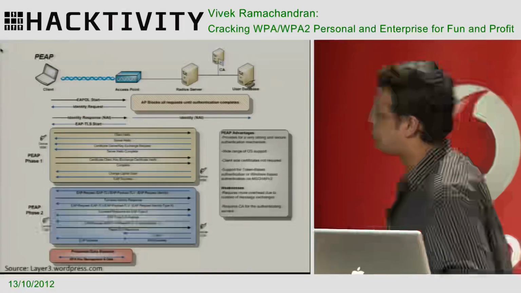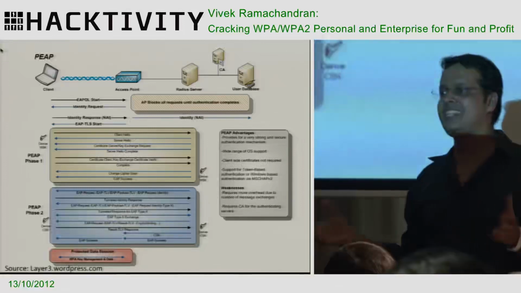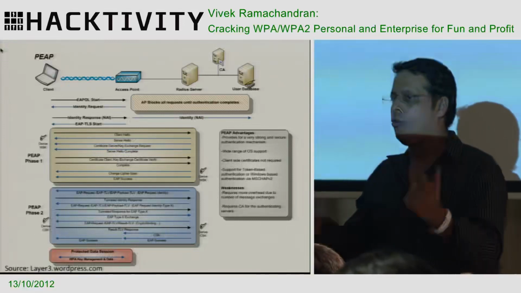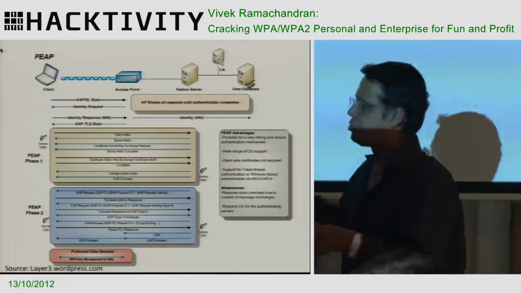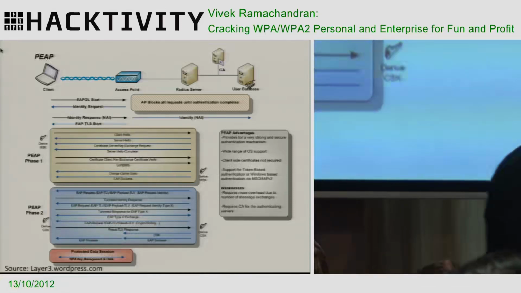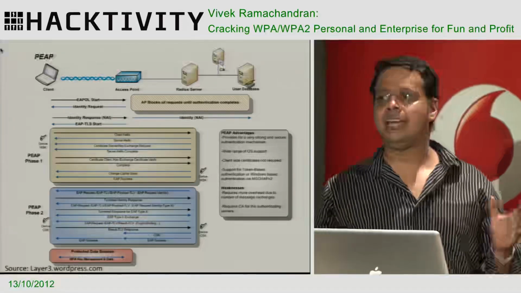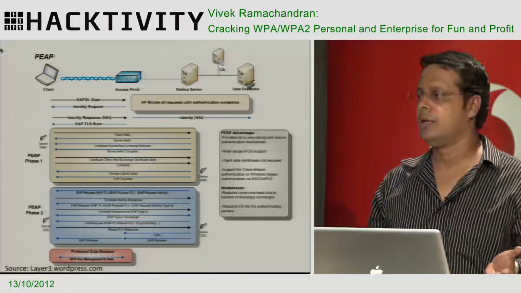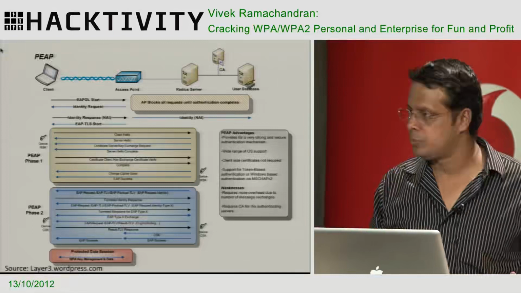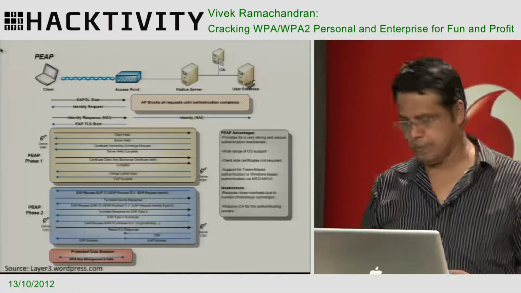So PEAP, how does PEAP work? 2 phases. Phase 1 is similar to what you see in SSL, certificate-based connectivity. The whole idea is the client goes ahead and creates this encrypted tunnel. Now, what do they send inside the encrypted tunnel? Depends on the inner authentication protocol. In the case of PEAP, it is basically MS-CHAP v2. In the case of things like EAP-TTLS, you have many other options.